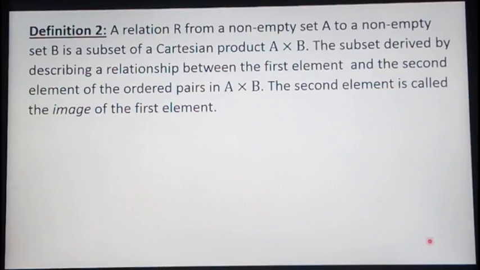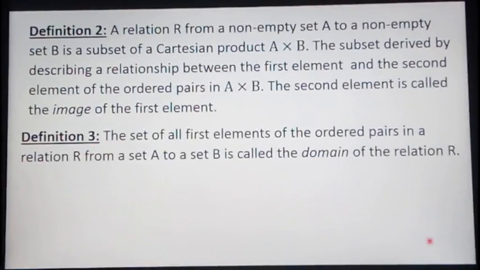Let us see the second definition. The set of all first elements of the ordered pairs in a relation R from a set A to set B is called the domain of the relation R. So what is domain? The first set A is taken, and set A is called the domain for relation R.